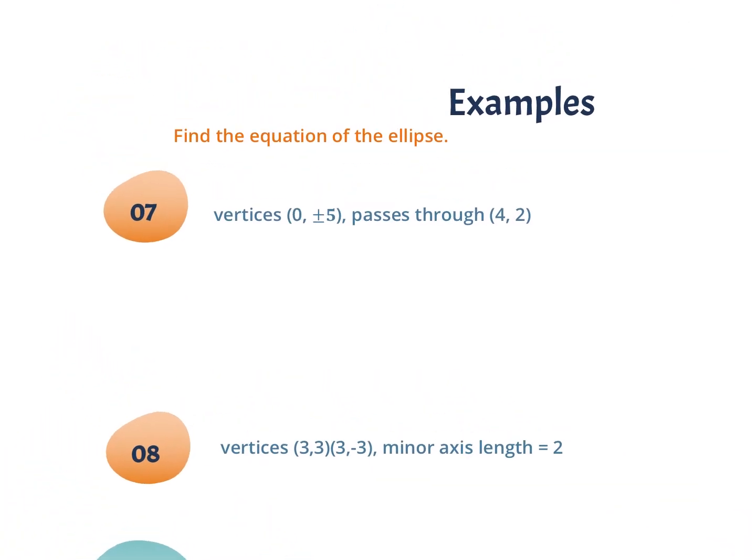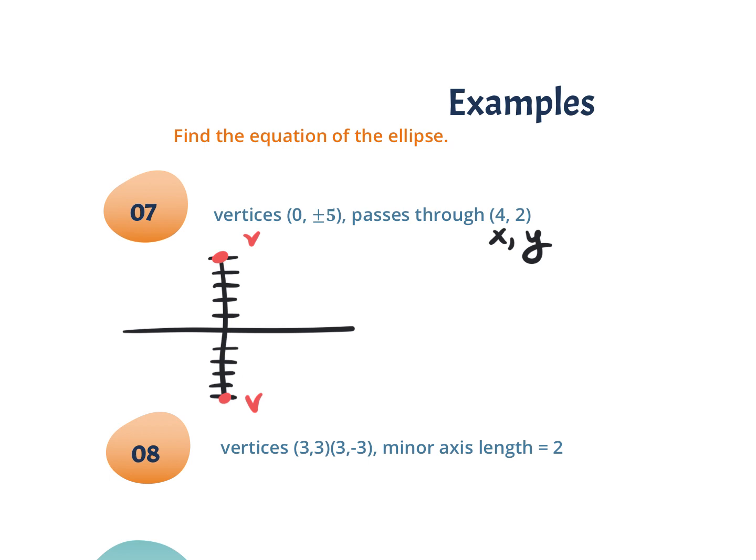So for the next one, again, let's give ourselves the visual. My vertices are going to be at positive and negative 5 on the y-axis. So I have a vertex right here and right here. These are the vertices. And then it says it's passing through the ordered pair (4, 2). So this ordered pair is my x and my y. Now, I can find my center point by seeing that it's right here. It's going to be the midpoint of those 2 vertices.